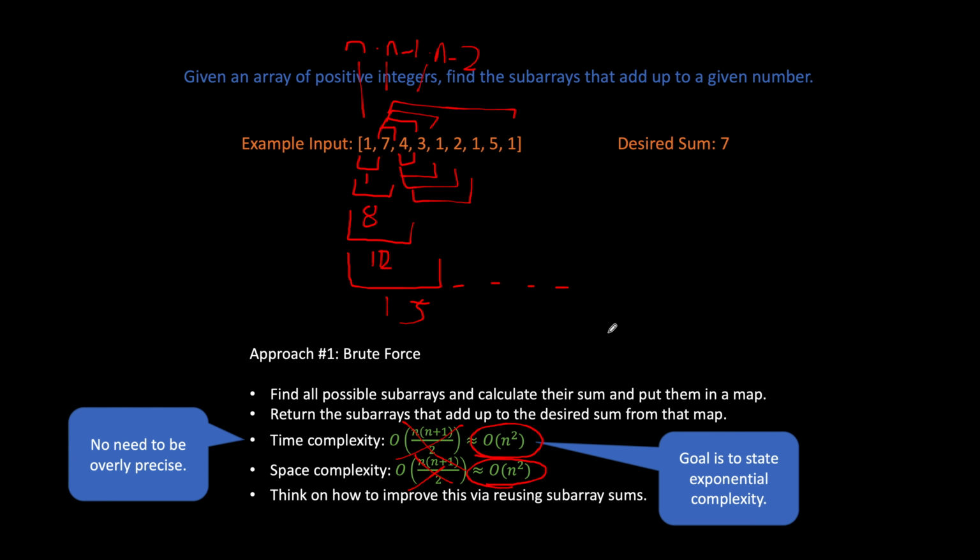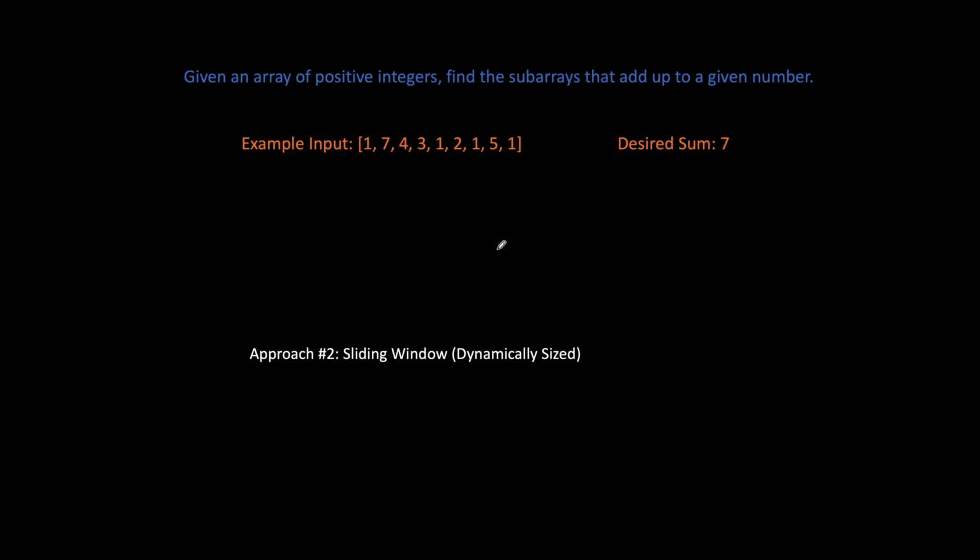Now, how do we improve this solution by reusing subarray sums? While we are calculating the subarray sums, you can see that the ones in between get recalculated over and over again. So we can somehow reuse these sums, and we won't end up having n squared time complexity. How can we do that? Obviously with a sliding window. So let's do it.